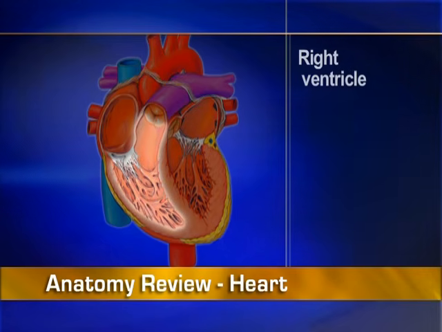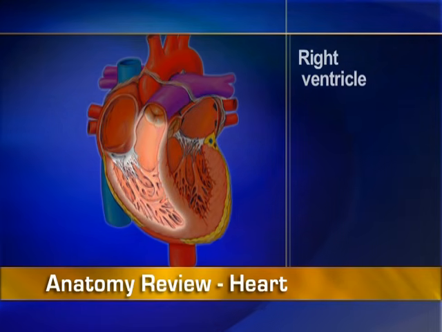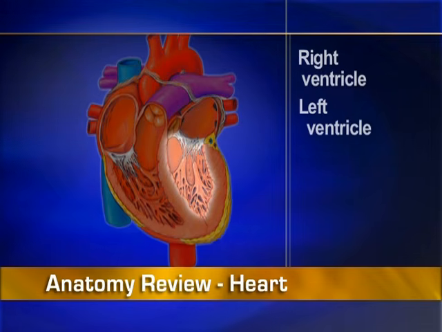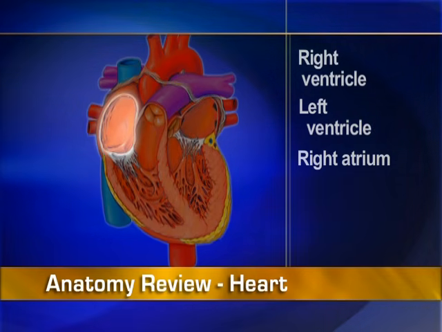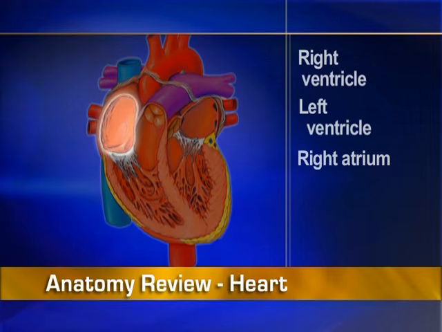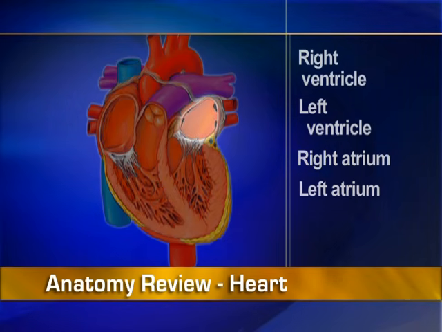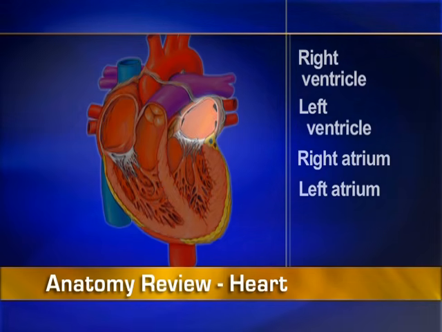The right ventricle forms most of the anterior cardiac surface. The left ventricle lies behind it and forms the apex and part of the left border. The right atrium lies to the right and above the right ventricle, forming the right border. The left atrium is located posteriorly.